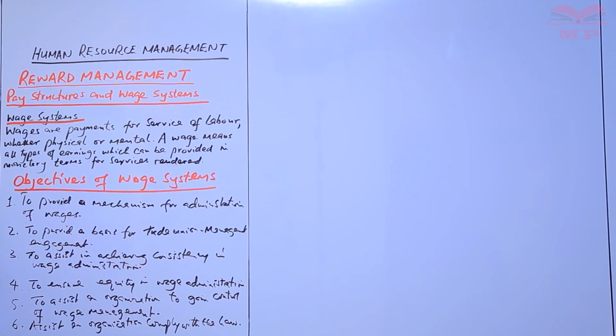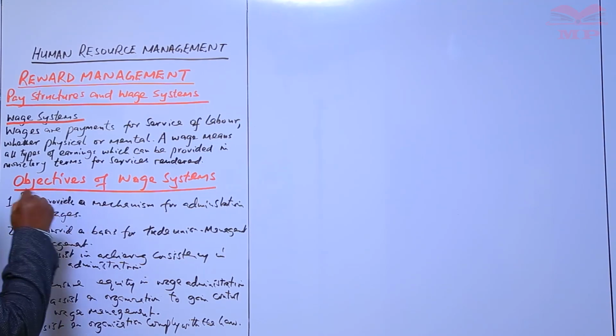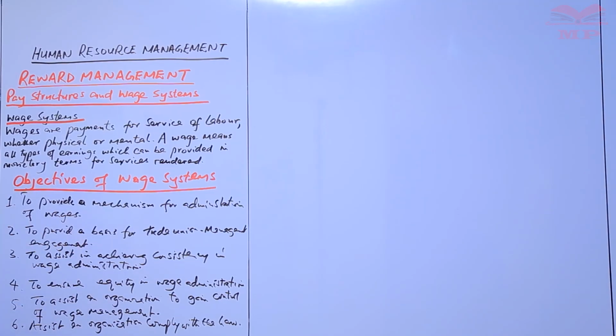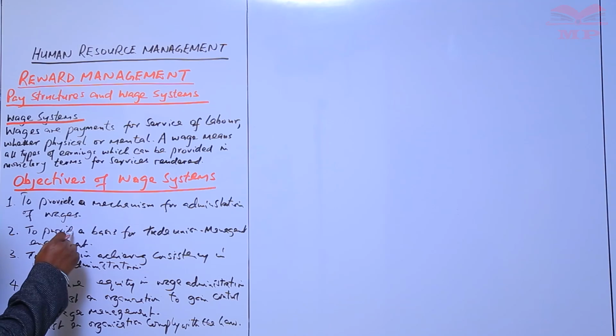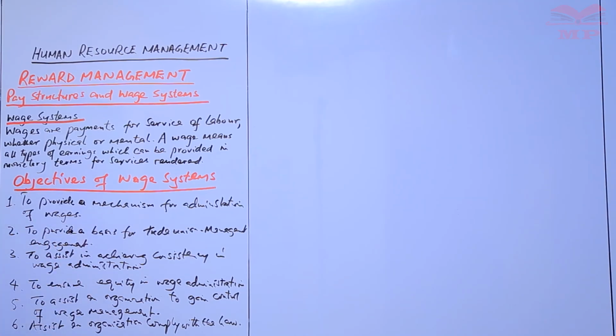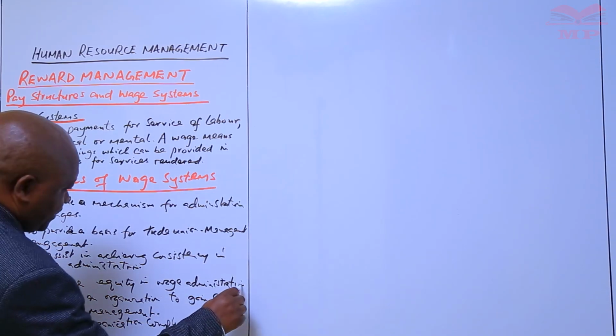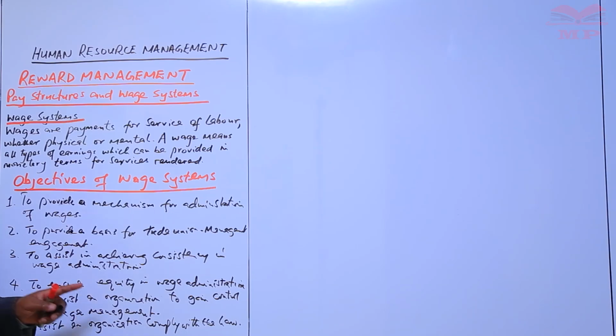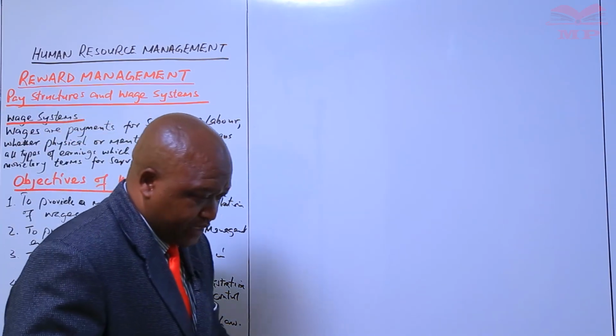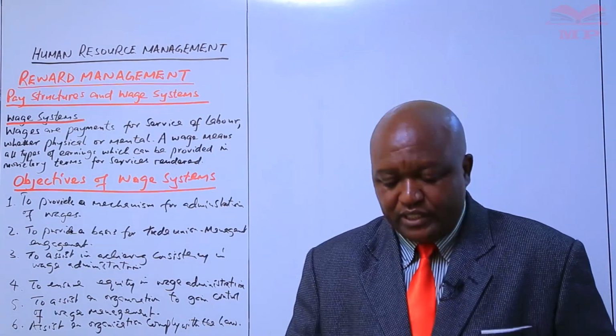And when you talk about wage systems, then you are saying the objectives would be to provide a mechanism for administration of wages, provide a basis for trade union management engagement, to assist in achieving consistency in wage administration, to ensure equity in wage administration, to assist an organization to gain control of wage management, and to assist an organization comply with the law or legislation that may be governing the payment of wages within organizations.